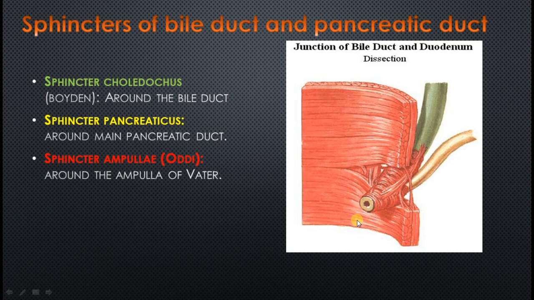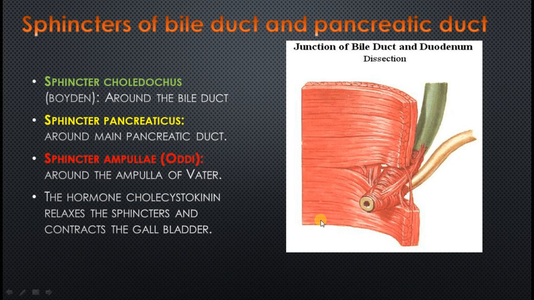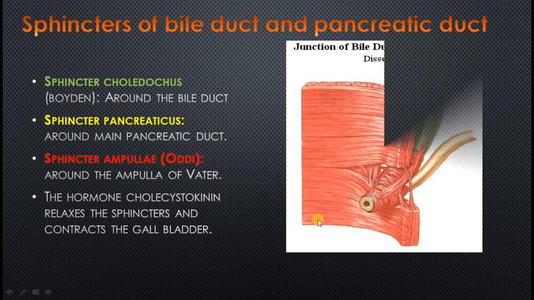Bile is mainly responsible for emulsification of the fatty meal, whereas pancreatic juice is mainly for digestion of proteins. Trypsin and all those enzymes are present in the pancreatic juice. So cholecystokinin relaxes the sphincter, the bile ductal pressure falls, and then bile enters into the second part of the duodenum.